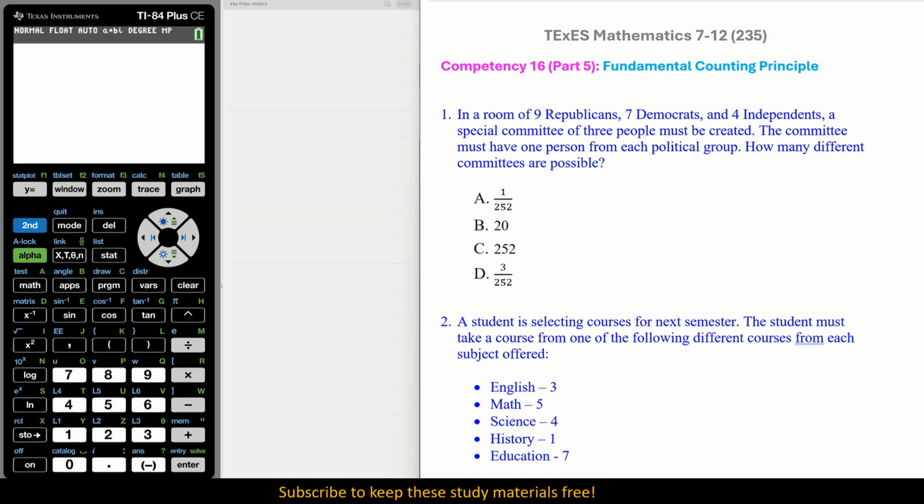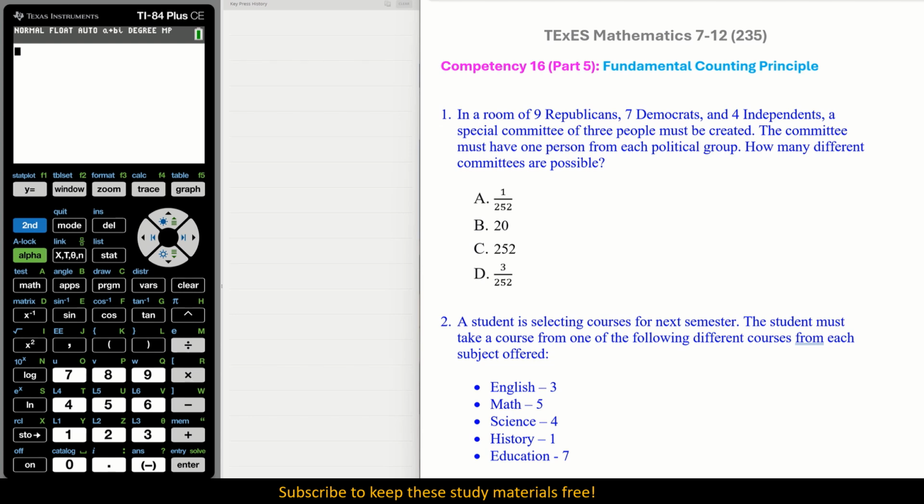Number 1. In a room of 9 Republicans, 7 Democrats, and 4 Independents, a special committee of 3 people must be created. The committee must have one person from each political group. How many different committees are possible?